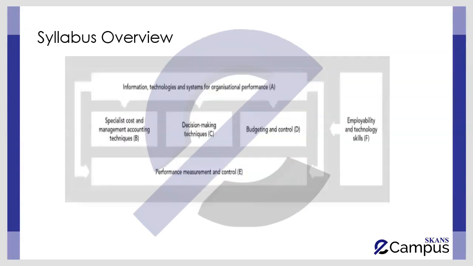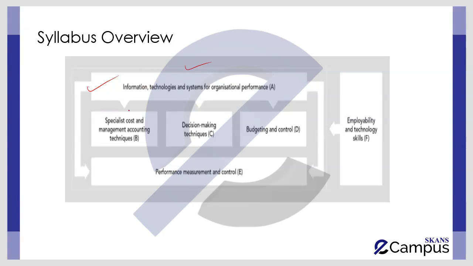Let's have a look at the syllabus. The syllabus of performance management is divided into these main 5 areas: information technologies and system for organizational performance. This is more of a theoretical area where you talk about different technologies, including big data, controls over technology, and the information systems of the organization, and how these technologies and information systems help with managing the performance of the organization. You can get objective questions as well as part of the constructed response questions from this area of syllabus.